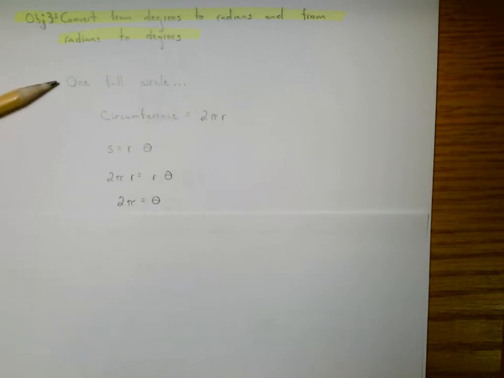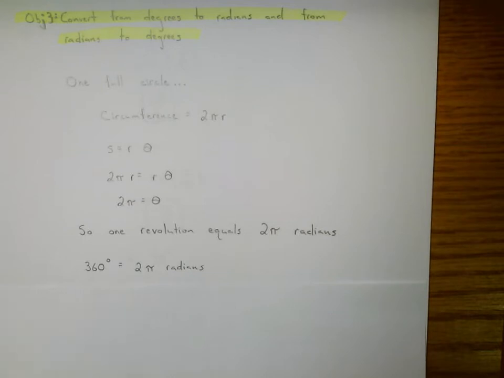So, for one full circle, the angle is 2 pi radians. So, one revolution equals 2 pi radians. We already knew that one revolution was 360 degrees, so the conversion factor between degrees and radians is that 360 degrees is equal to 2 pi radians. If we want to simplify that, we can divide both sides of the equation by 2, and 180 degrees is pi radians. Notice that those radian measures are irrational.